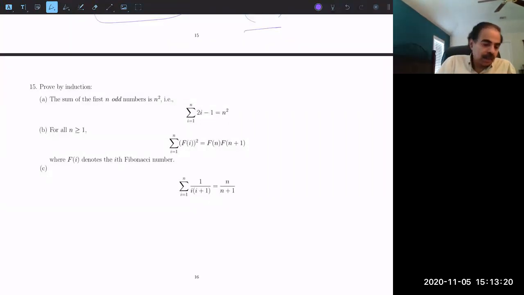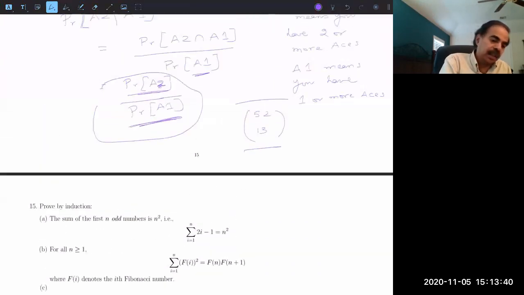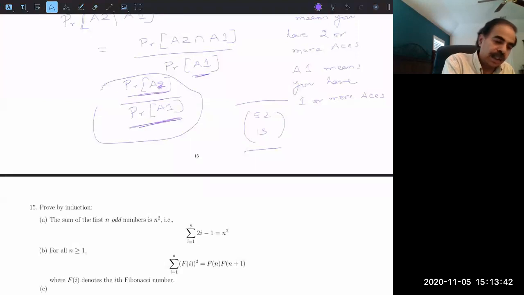Okay, so the very last problem here is induction proofs. And I made my life simpler by just picking 3 problems from the reference I gave you for looking at induction proofs, right? So let's go to that.